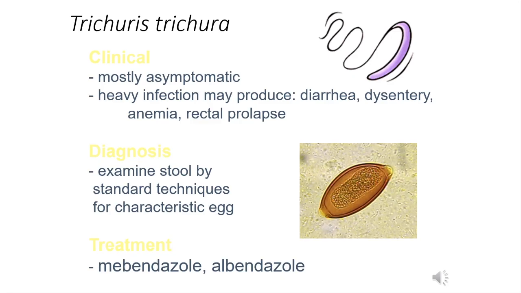And the egg is like you see here. It is brownish in color. It has 2 polar knobs, one on each side, like you see here. Sometimes it's said that it looks like a lemon or is barrel shaped. It's neither like this nor that, but fairly close to that. Treatment: mebendazole or albendazole.